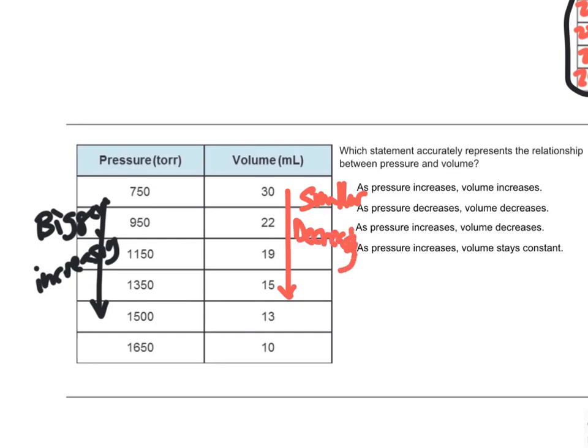Okay, so here's what we've got. We just have to put that into words. As pressure increases, the volume is decreasing. These numbers are getting bigger, that means that pressure is increasing. Volume numbers are getting smaller, that means that volume decreases. So your answer should be the third one.